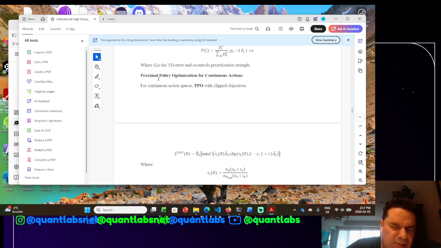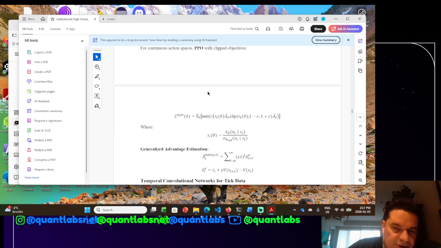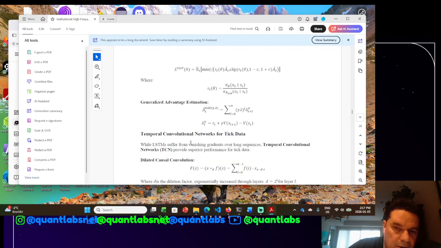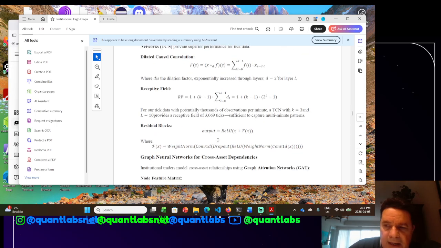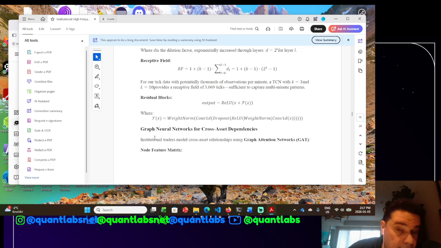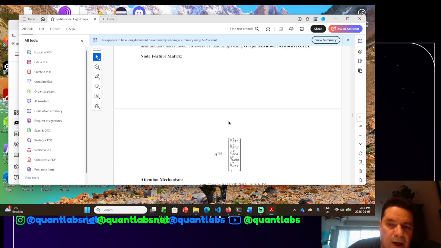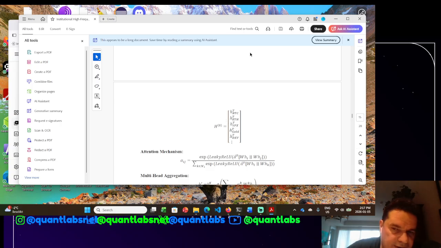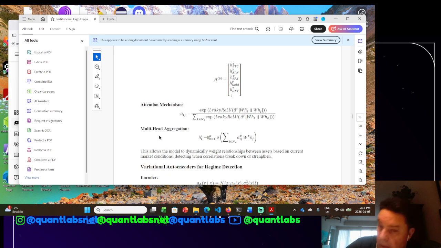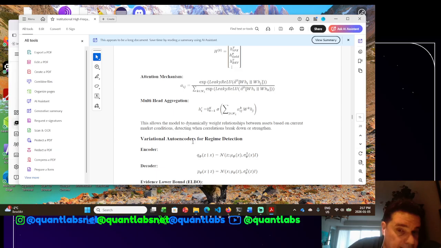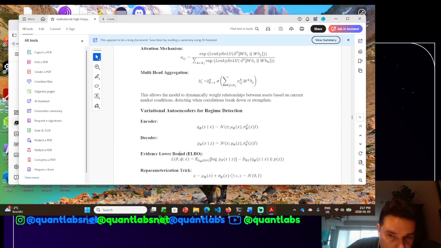Again, proximal policy optimization as well. Temporal convolution for tick data. That's another AI technique as well. Then everybody kind of knows about this graph neural network as well. So again, we're getting more into the algebraic way of looking at this with attention mechanism, multi-head aggregation with an encoder, decoder.